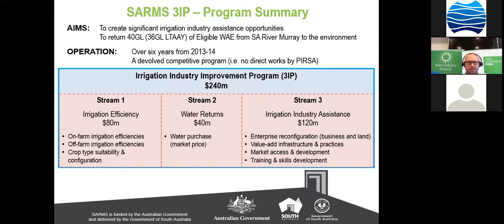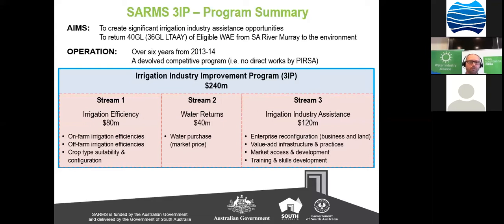The water returns element, which has been fully expended, is no longer available in round four of the 3RP, which just included a straight water purchase element. But what that meant was that whether you came in through our stream one or stream two, you'd be returning water to the program. By returning water to the program, you would then have access to stream three.